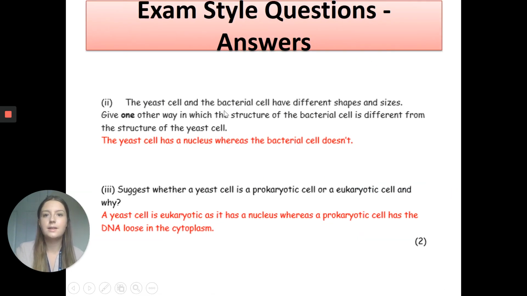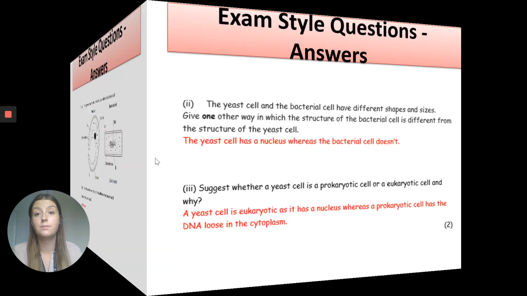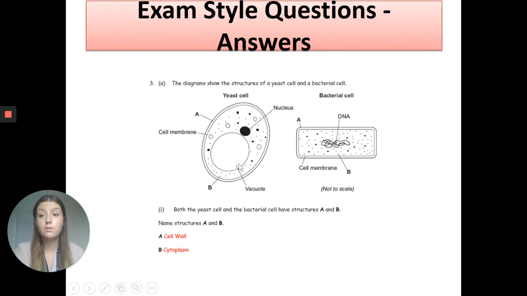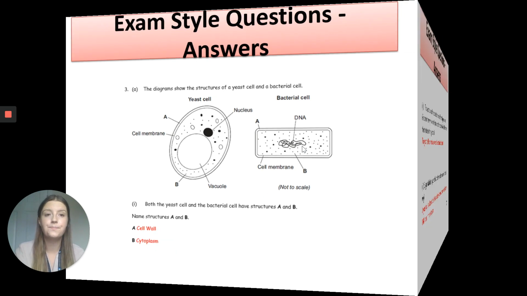Okay, so the yeast cell and the bacterial cells have different shapes and sizes. Give one other way in which the structure of a bacterial cell is different from the structure of a yeast cell. If we go back, even if you don't have the knowledge here, use those diagrams. The diagrams are always there for a reason. So you can see clearly that the yeast cell has a nucleus, the bacterial cell doesn't.